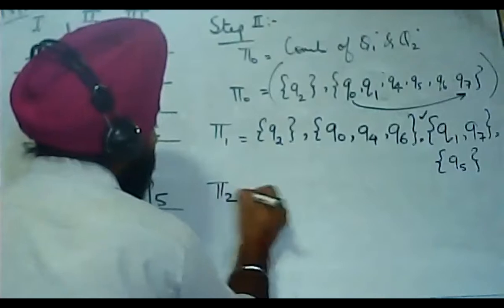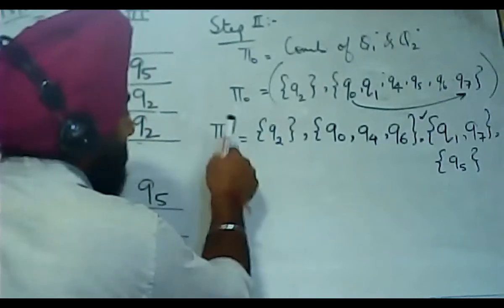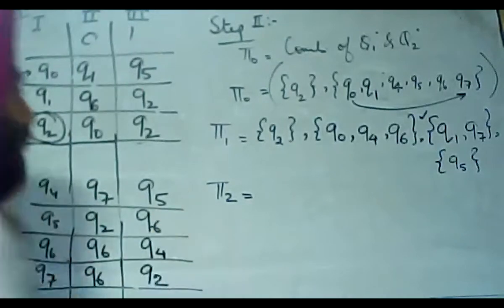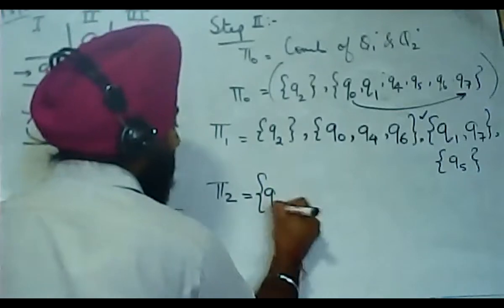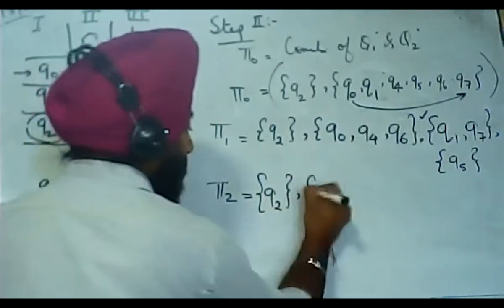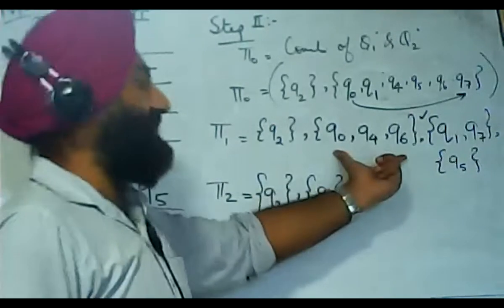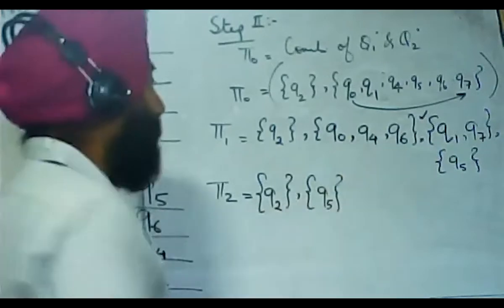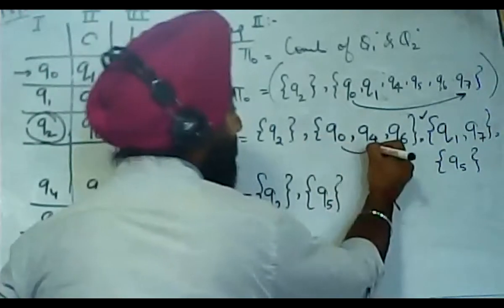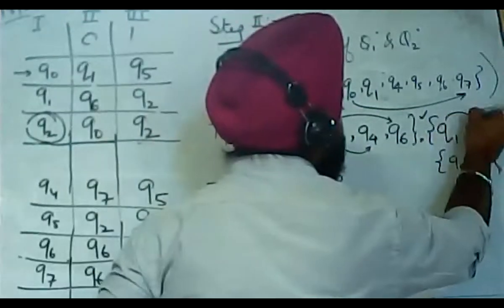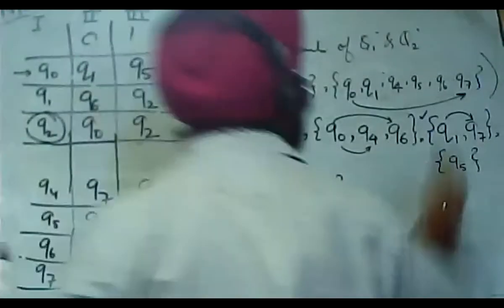So now I am going to construct pi 2. So now you have to check the pairs in pi 1. So first of all, in pi 2, you need to write those states which is having only single value. So Q2, comma, Q5. After that, you have to reduce the sets which is having more than one value. So Q naught will be compared to Q4. Q naught will be compared with Q6. Similarly, Q1 will be compared with Q7. So let me start with the comparisons.